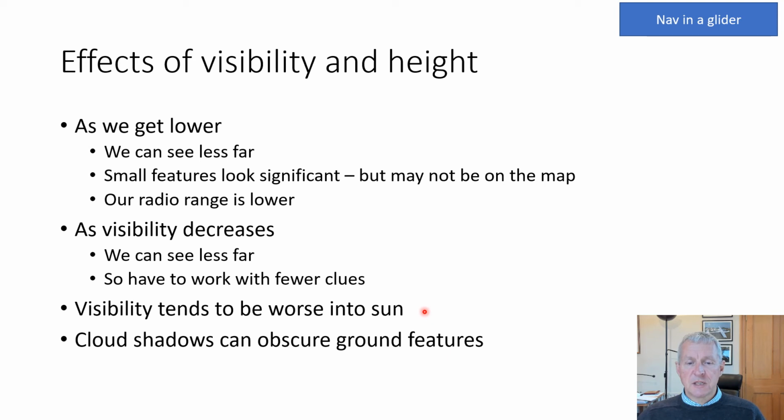If we're looking into sun, the visibility tends to be worse, and if we have cloud shadows, they can obscure ground features which we can then miss. So airfields don't always stand out very well, for example. So as you get lower, the problem generally becomes more tricky.